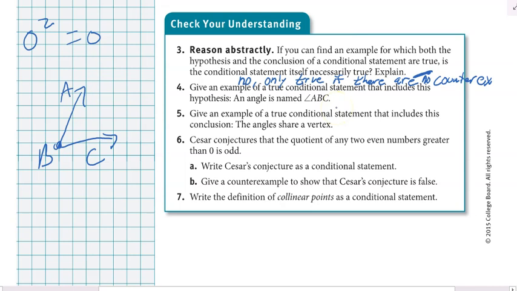You could also say if you have an angle named ABC, then points A and C have to be on the two opposite legs of that angle. They obviously can't be points on the same side. I'm just going to go with then B is the vertex. That's an easy one.